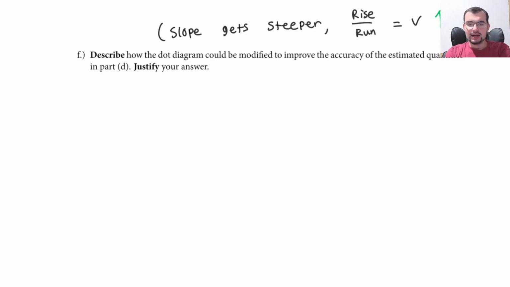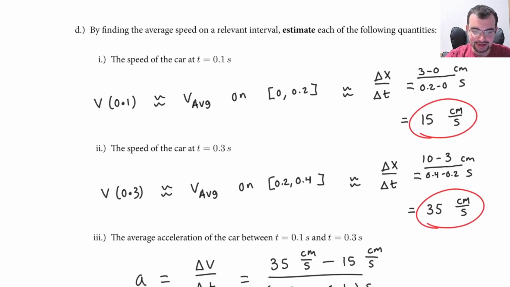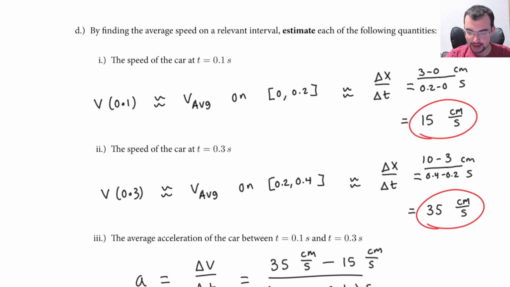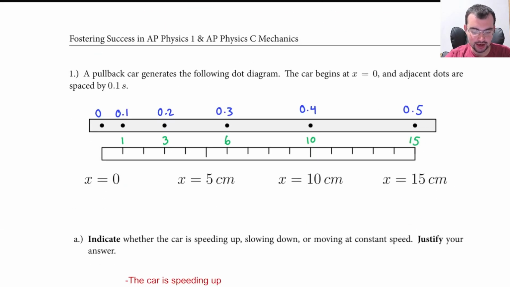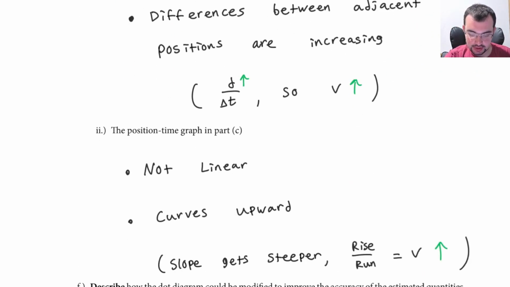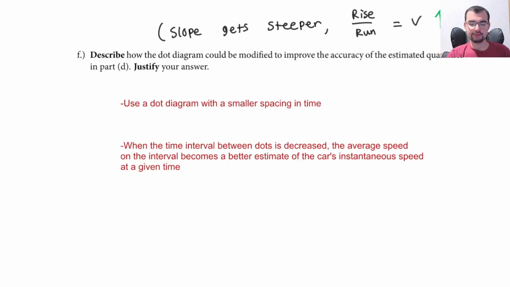How could we modify the dot diagram to make the accuracy better? Well, I've said this a couple times, so I hope that this is clear, because it's this idea of how can we make this estimate better? Well, the key is just increase the FPS of your camera. So instead of going click, tenth of a second, click, tenth of a second, click, why not bump up the FPS? So shrink delta T. That's the key here: your approximations become better as you shrink that time interval.